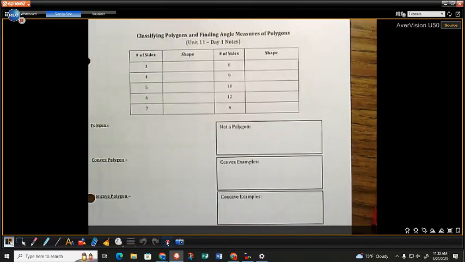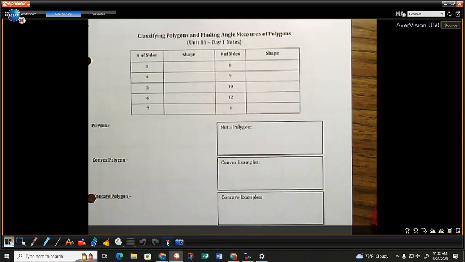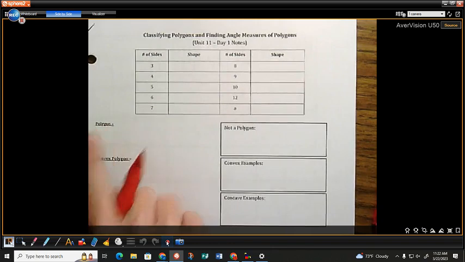So to start off this unit, we're going to start off talking about polygons. So what the heck's a polygon? A shape. Well, that's specific. Five-sided shape. It's a five-sided shape. Oh. Polygon? Yeah, what's a polygon? It's a shape with straight lines.